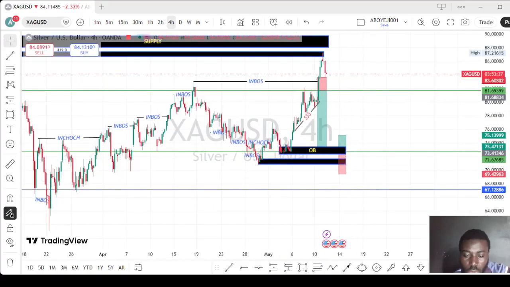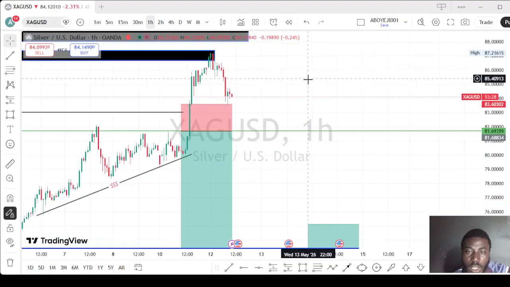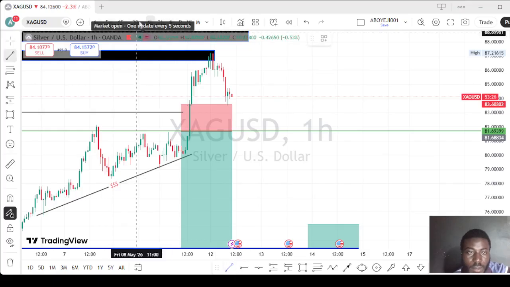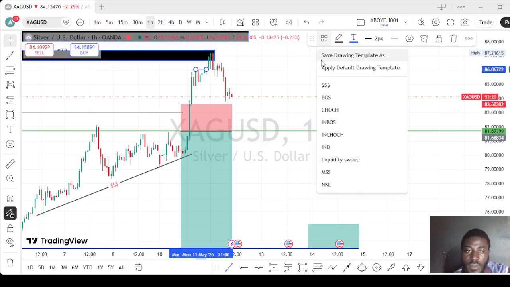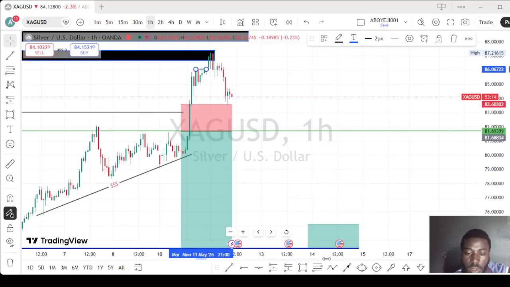Don't be eager to take this way. It's a liquidity because it's an internal trend. You can see they are internal. On the 1 hour time frame, this is what we are having. I will say this is a liquidity trend. This is a liquidity shift for me.